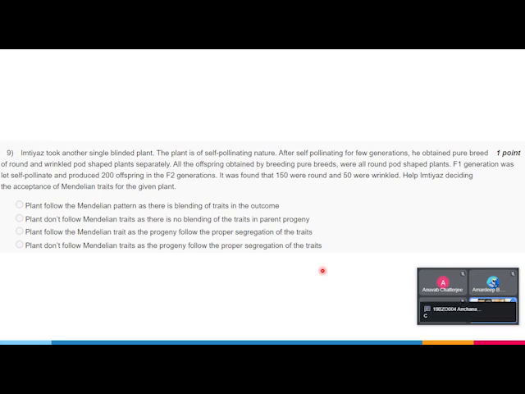Archana says it is C as well. Plants follow the Mendelian traits as the progeny follow proper segregation of traits. Anyone else?